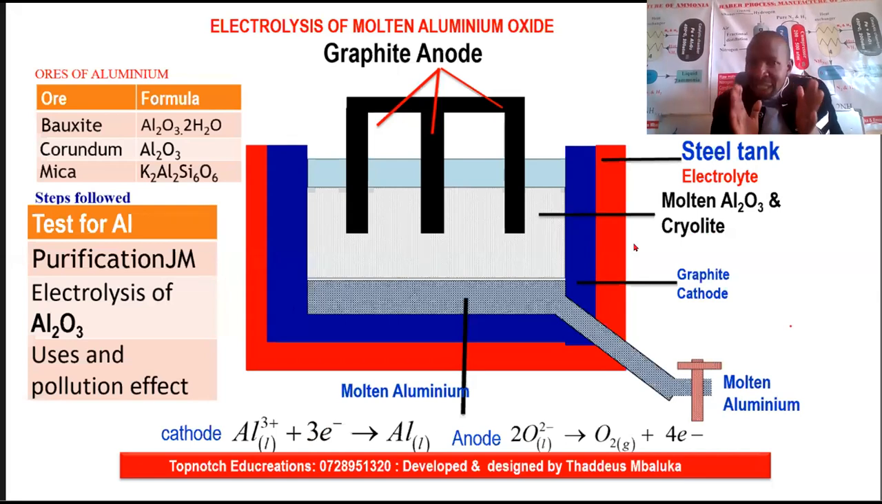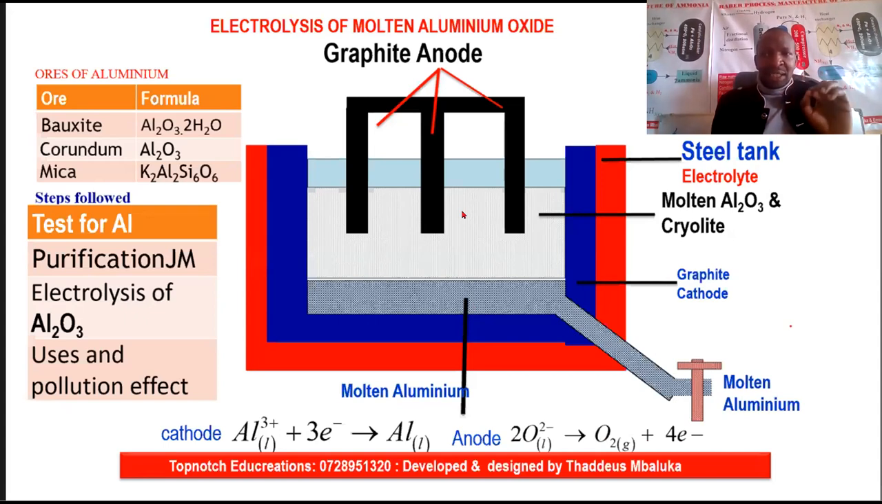So there are some things that you need to understand. Aluminium being denser will form the bottom layer and is tapped out like this. The oxide ions move to the anode, and they lose electrons to form oxygen gas. So the oxygen gas is lost at the anode. If you are told to give the observation that is made at the anode, you're going to say bubbles of a colorless gas.